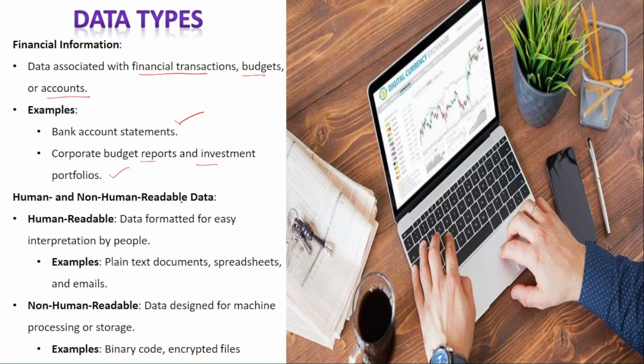And human and non-human readable data. So some data may be readable by the humans, such as this English language, while some may be not human readable, and they are basically machine readable. So human readable data is basically formatted for easy interpretation by people. For example, plain text documents such as this slide, the spreadsheets such as the Excel sheets, and emails. Non-human readable data includes, and this data is basically designed for machine processing or for storage. Examples include the binary code and the encrypted files.